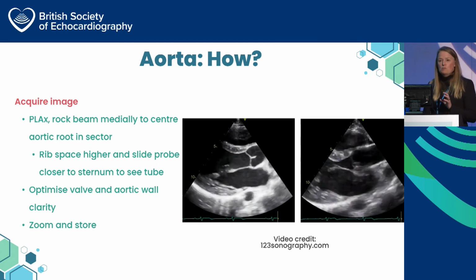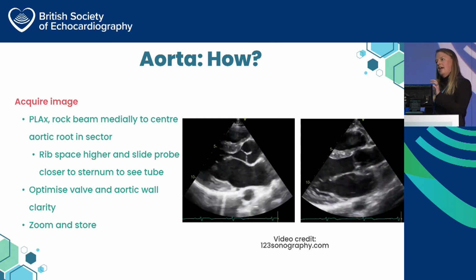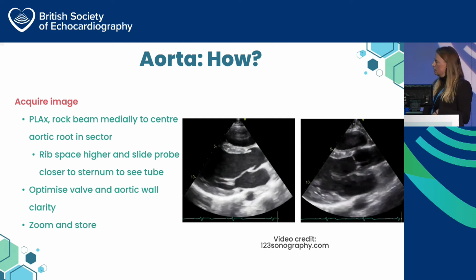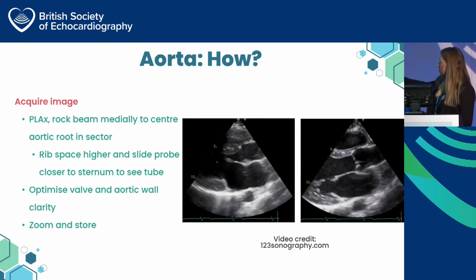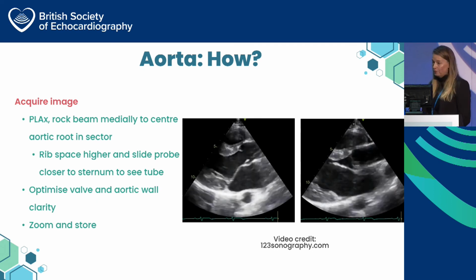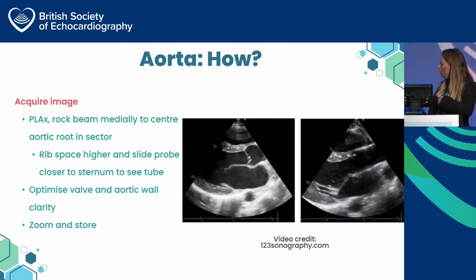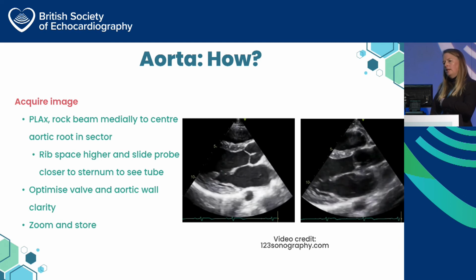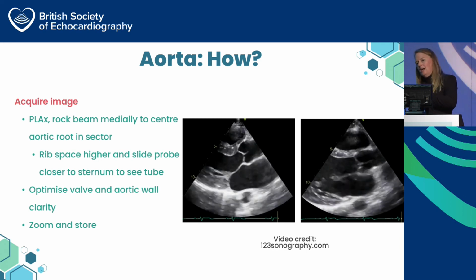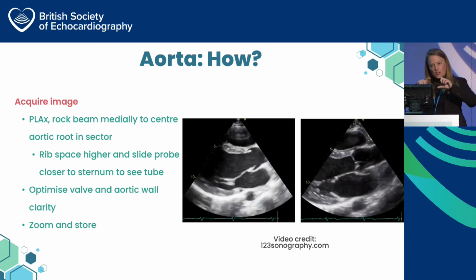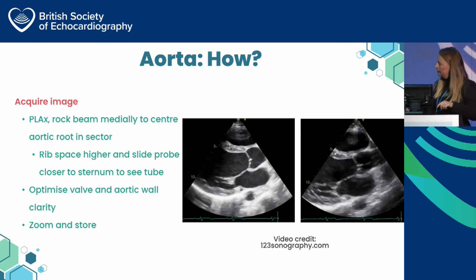Some tips, because people struggle sometimes to get the ascending aorta in the picture. So when you're imaging the aorta in the parasternal long axis view, the standard image is on the left. If you move your probe a little bit closer to the sternum, or if you're struggling, go a rib space a little bit higher, you can often see that tubular section of the proximal ascending aorta more clearly.